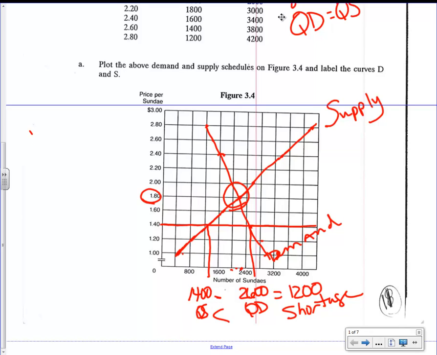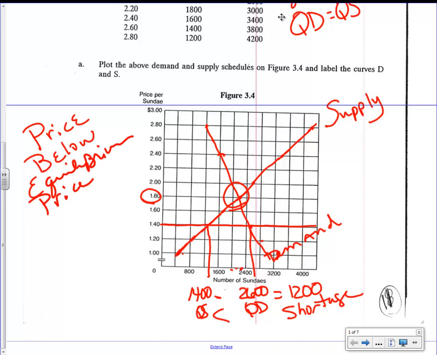So if the price is below equilibrium price, this creates a shortage. $1.40 is below $1.80, so we know we have a shortage. Then we calculate how much of a shortage.